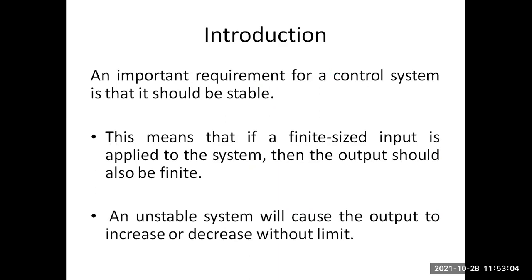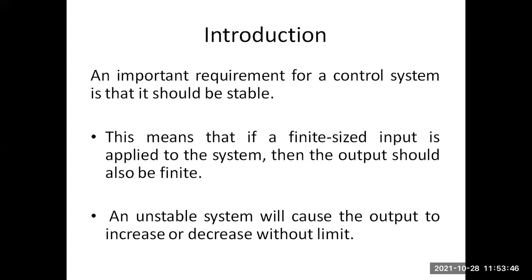Okay, so first the introductory part, we'll just go through this particular topic. An important requirement for a control system is that it should be stable. Any system, whatever may be the type of system, we want that the system should function in a stable fashion. This means that if a finite sized input is applied to the system, then the output should also be finite. For a finite input, there should be a finite output. Corresponding to the input, whatever output we desire, that we should get.